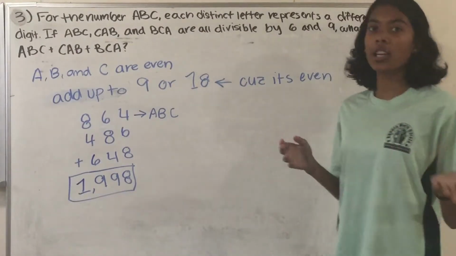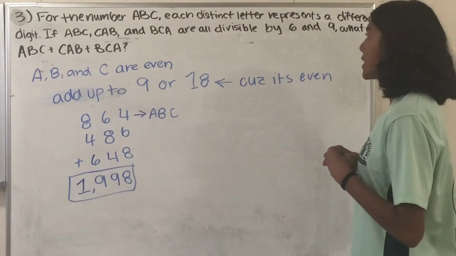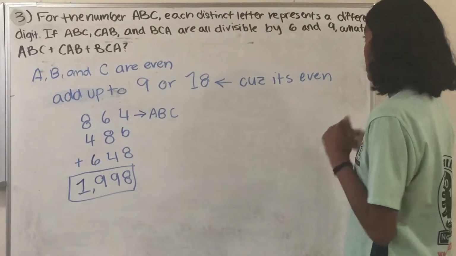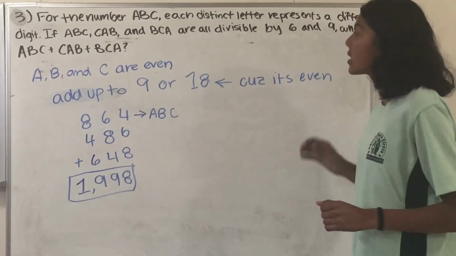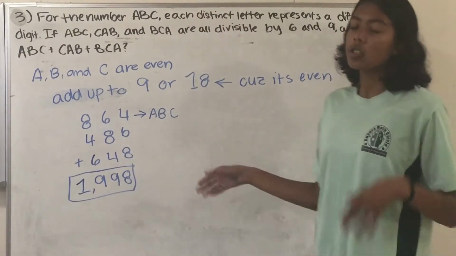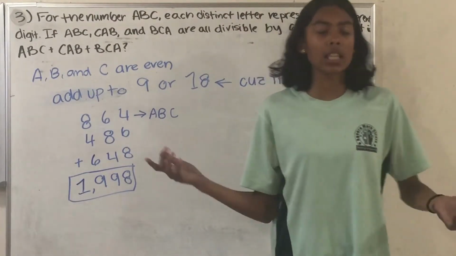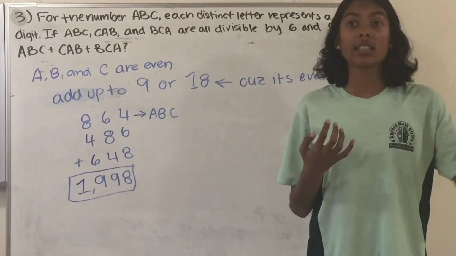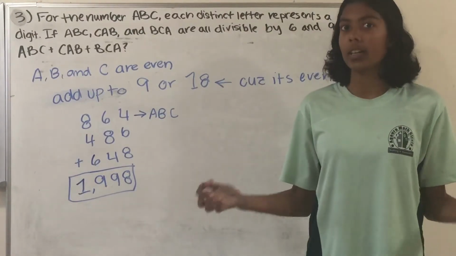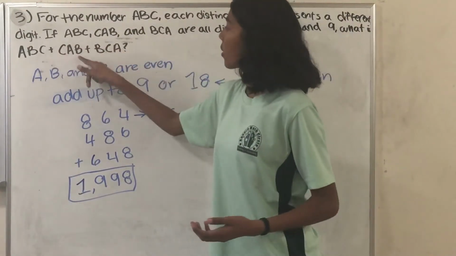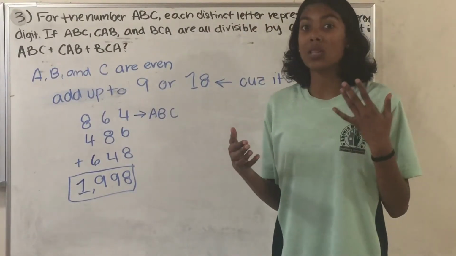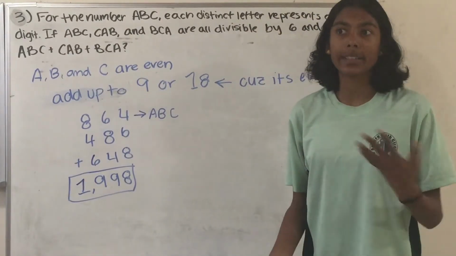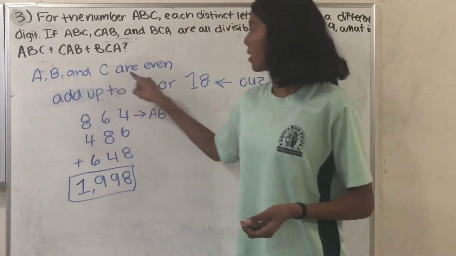Our third and final problem is, for the number ABC, each distinct letter represents a different digit. If ABC, CAB, and BCA are all divisible by 6 and 9, what is ABC plus CAB plus BCA? So let's go back to our divisibility rules and let's think. What's the divisibility rule for 6? The divisibility rule for 6 is that it's divisible by both 2 and 3, meaning that all 3 of our numbers have to be even. And for them to be even, C, B, and A all have to be divisible by 2, or even. So we know that A, B, and C are even.